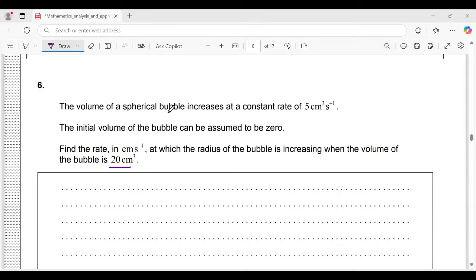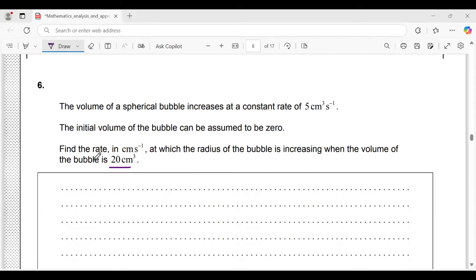The volume of a spherical bubble increases at a constant rate of 5 centimeter cubed per second. The initial volume of the bubble can be assumed to be zero. Find the rate in centimeter per second at which the radius of the bubble is increasing when the volume of the bubble is 20 centimeter cubed.